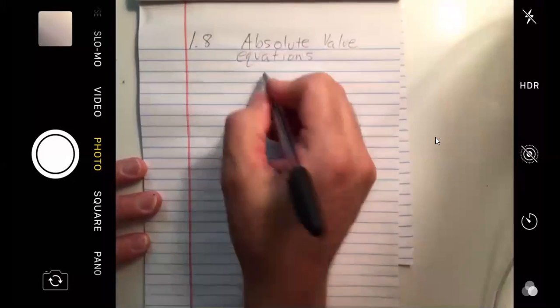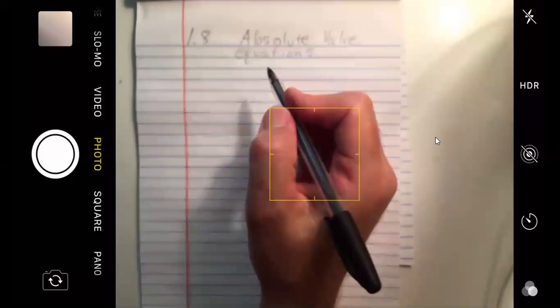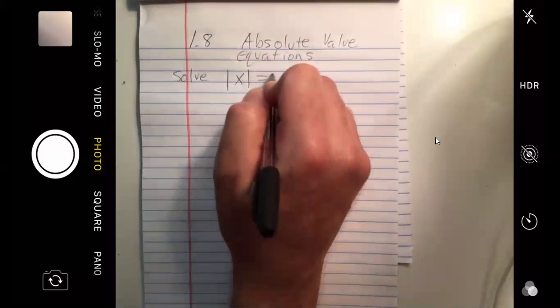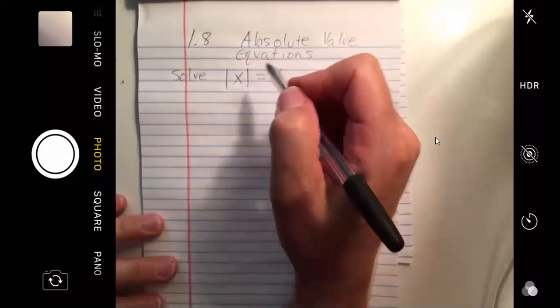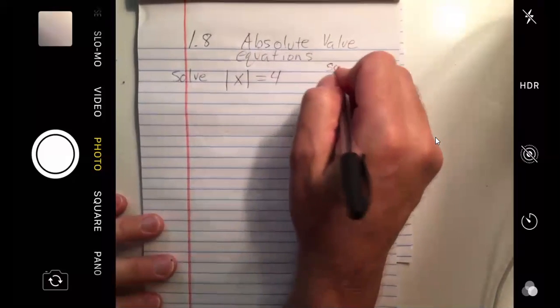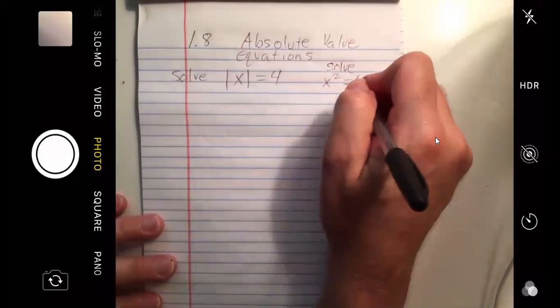Let me try a really simple one, then we'll try one out of the book. Solve. Okay. Generally, when you solve something, you want to undo. Like if you want to solve x squared equals 4.